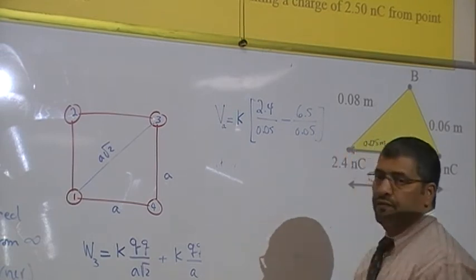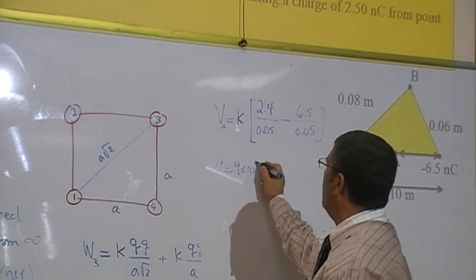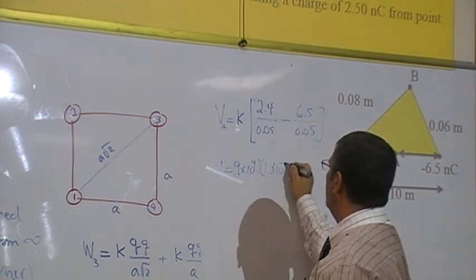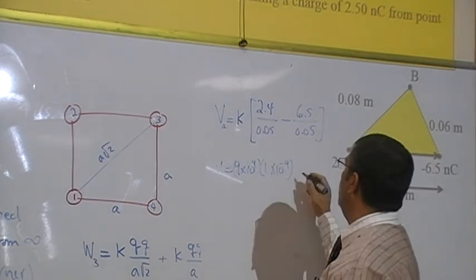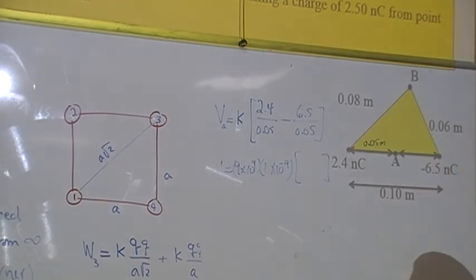So that's VA, which you can calculate directly. K is equal to 9 times 10 to the power of 9, and then I multiply by 1 times 10 to the power of minus 9 for the nanocoulomb, and then I have this to add. Okay, so that's VA.